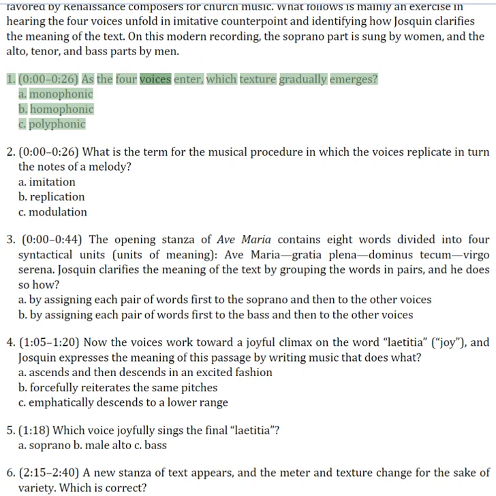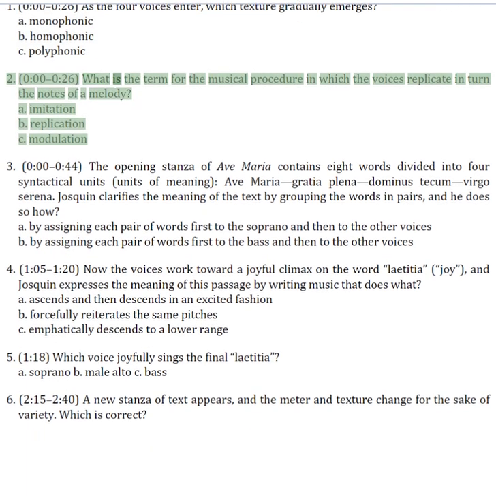1. As the 4 voices enter, which texture gradually emerges? A. Monophonic. B. Homophonic. C. Polyphonic. 2. What is the term for the musical procedure in which the voices replicate in turn the notes of a melody? A. Imitation. B. Replication. C. Modulation.